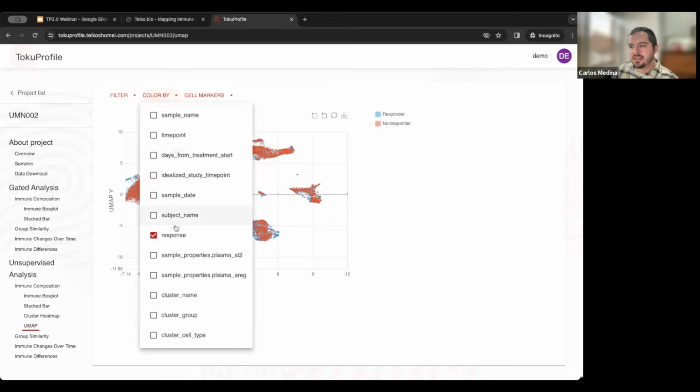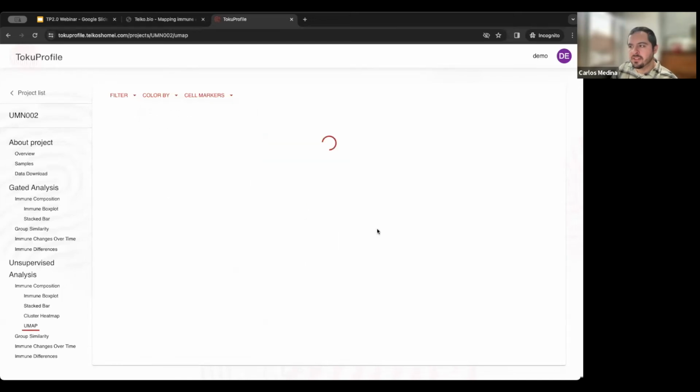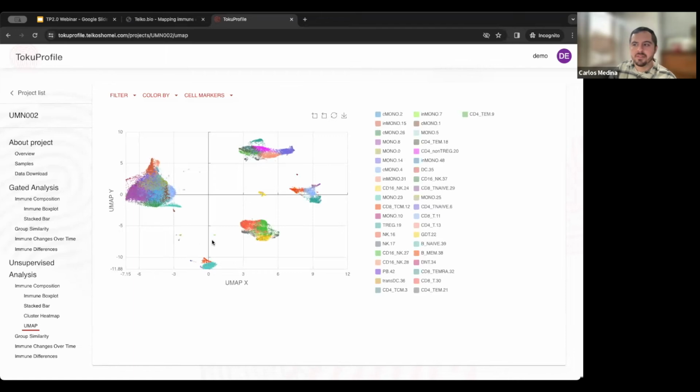To understand that, we'll switch from response to cluster name. And what it's going to do is annotate or assign names to all of these clusters. And so we can hover and see that those clusters correspond to monocytes in this island. And then in the second island, they correspond to CD4 T central memory and CD4 T effector memory subsets. And we can see that there's multiple effector memory clusters popping up here.